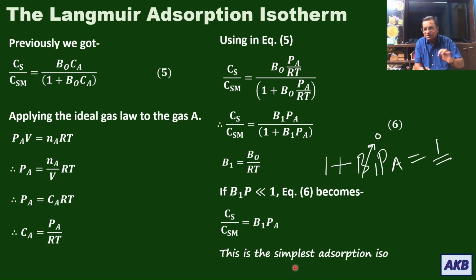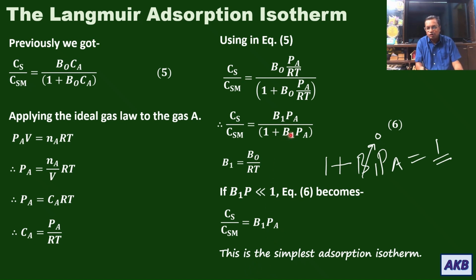And this is nothing but the simplest adsorption isotherm, which I had discussed in my previous video, where concentration on the surface of the adsorbent is directly proportional to concentration in the gas mixture. Csm is a constant and B1 is also constant. So Cs upon Csm is one way of representing concentration on the surface of the adsorbent. B1 is constant, and this is nothing but the simplest adsorption isotherm.